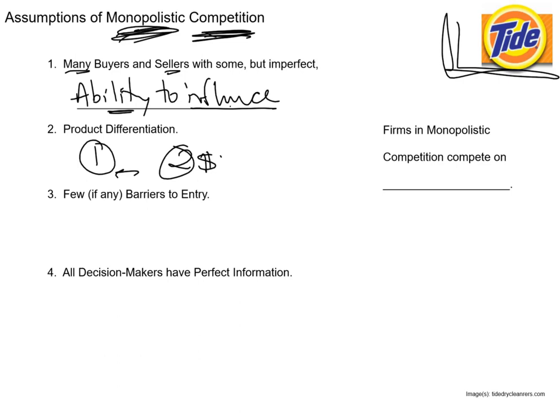If you go to a grocery store, I'm assuming you've done this before, and you look at the laundry detergents, right, are they all priced identical? No, they're not, right? There's a difference in price, and some people are willing to pay higher money for brand loyalty. That's fundamentally what product differentiation is.